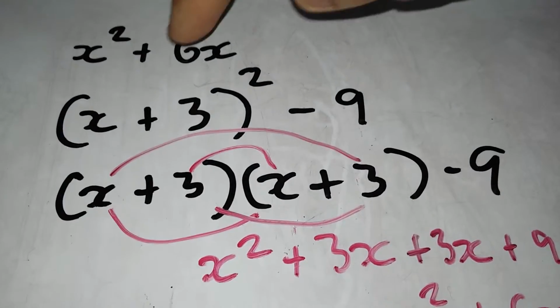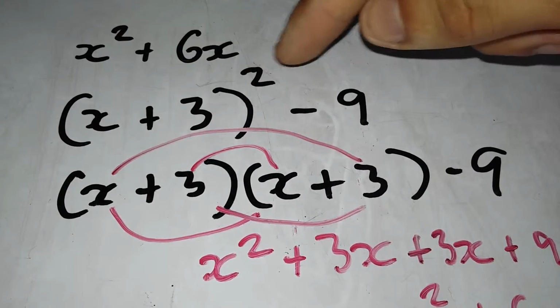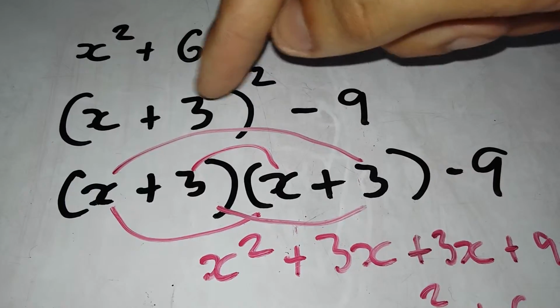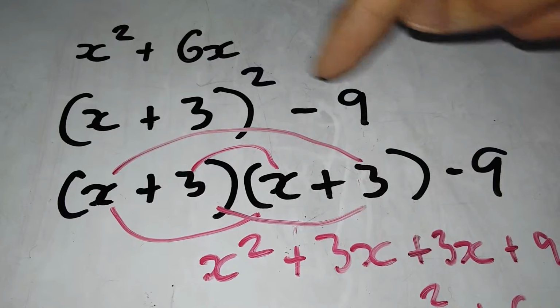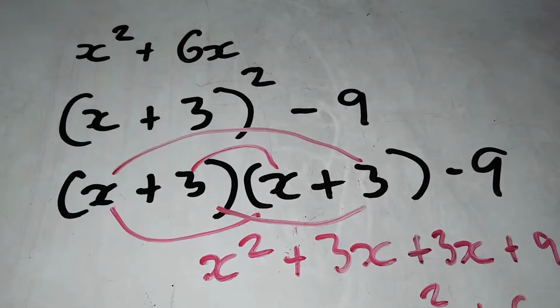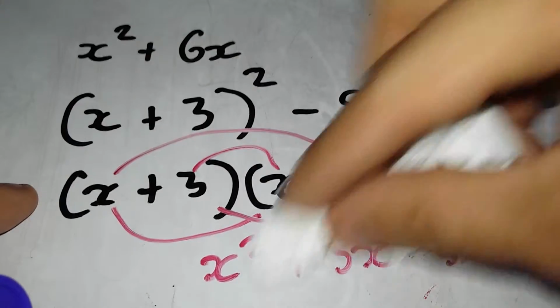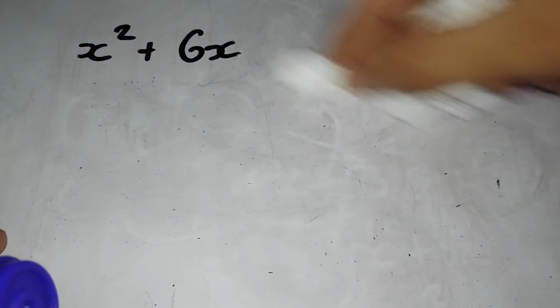You put x in brackets squared, and the number next to x is half of the coefficient of x, and it's minus that number squared, which is 9. Okay, so we'll do a different example now. This time we will do an example which involves a negative coefficient of x.